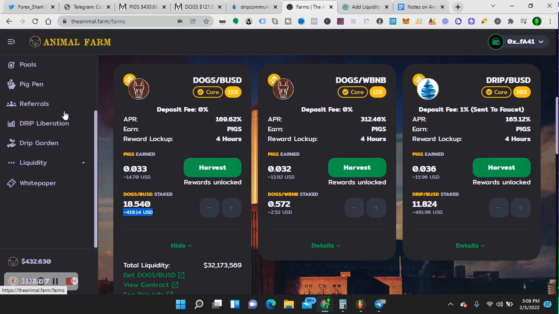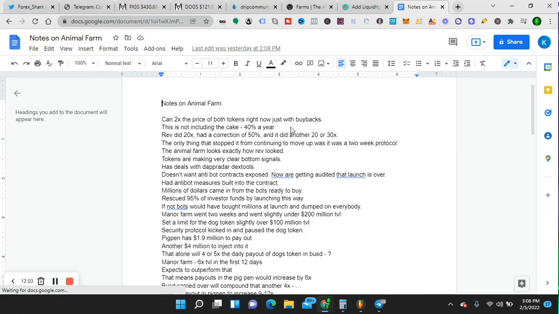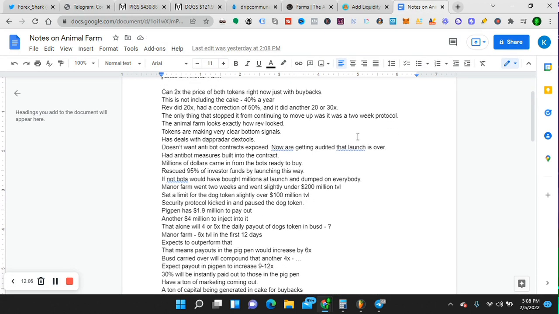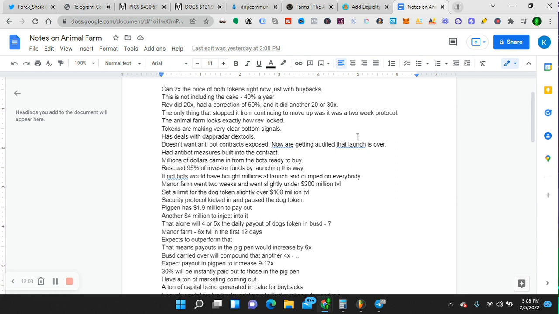Now, as far as the good news going forward, these are notes from Forex Shark himself. These are things he said yesterday. He said they can 2x the price of both tokens, Pig and Dog, right now just with buybacks. This is not including the 40% a year they're getting from lending on PancakeSwap. Rev did a 20x, had a correction of 50%, and did another 20 or 30x. Okay, so he's using Rev as a comparable. The only thing that stopped it from continuing to move up was that it was a 2-week protocol. The Animal Farm looks exactly how Rev looks.